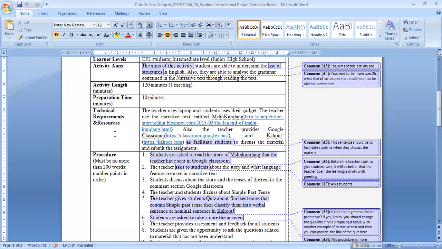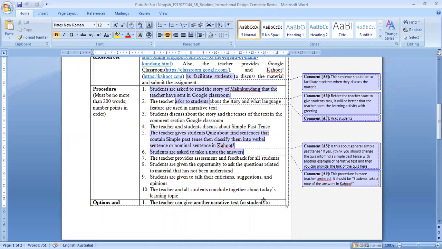Next, we will have technical requirements and resources. Here, the teacher provides Google Classroom and Kahoot as facilitate students to discuss the material and submit the assignment. I think "as facilitate students" is really confusing. I think it will be better to say "to facilitate students". Then the sentence will be: the teacher provides Google Classroom and Kahoot to facilitate students when they discuss the material and submit the assignment.